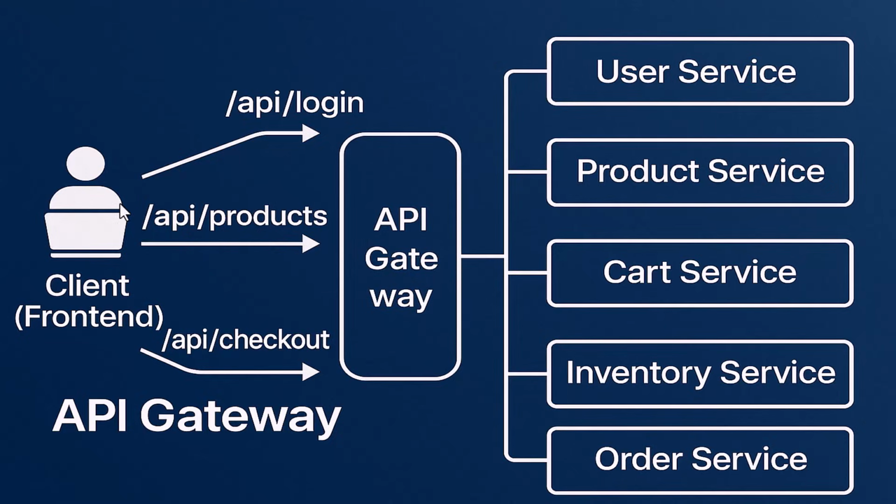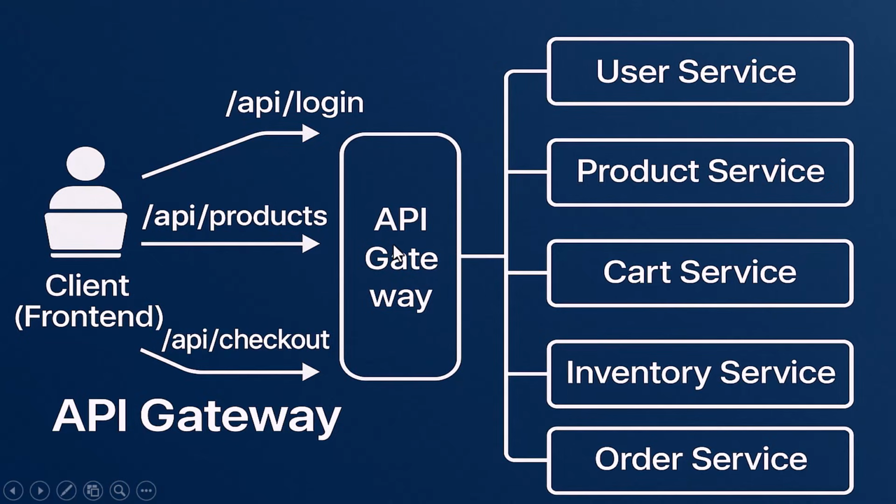From the client's perspective, everything is simple and clean. Just one domain to call, one token to manage, one API contract to worry about, and if something changes behind the scenes, like the order service gets a new version or the payment service moves to another port, the client doesn't need to care. The gateway handles it all.